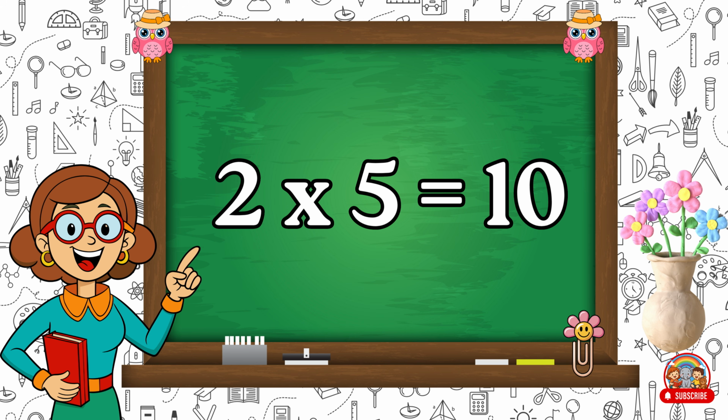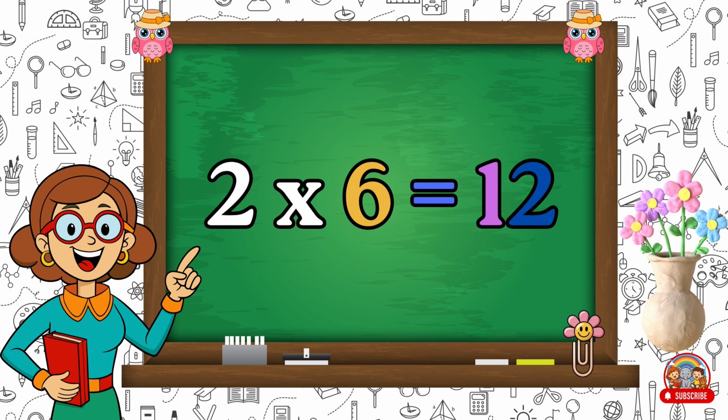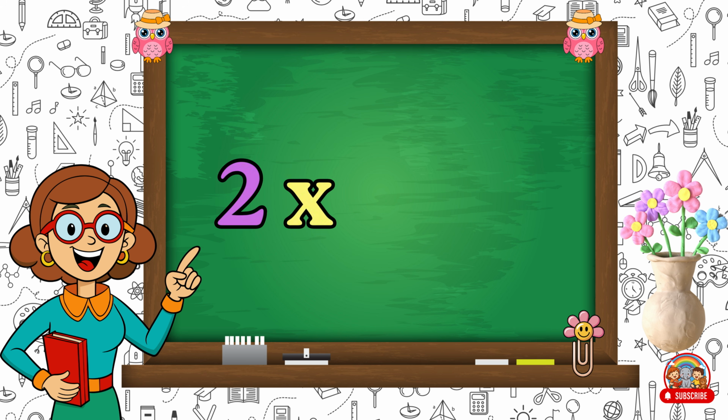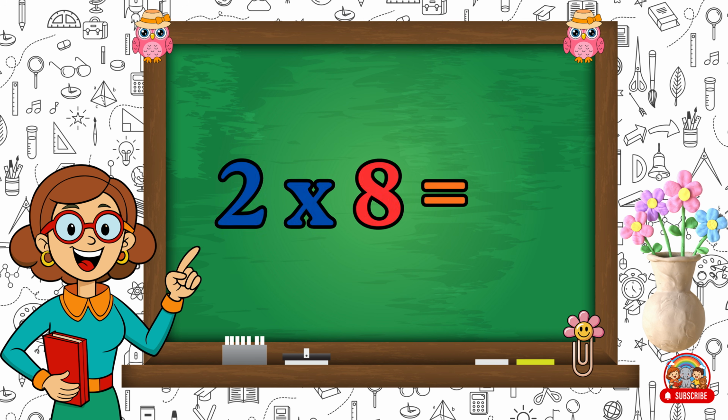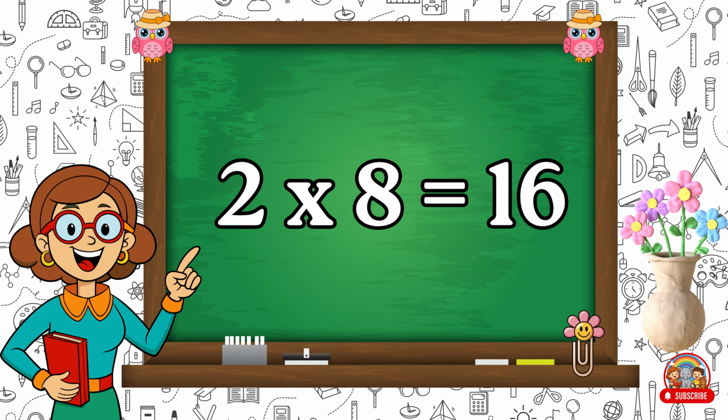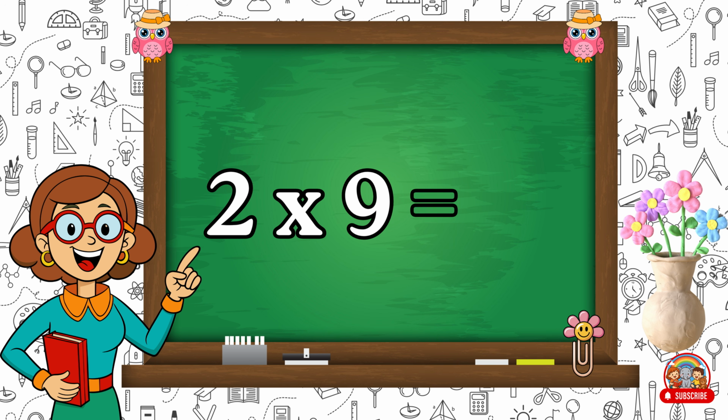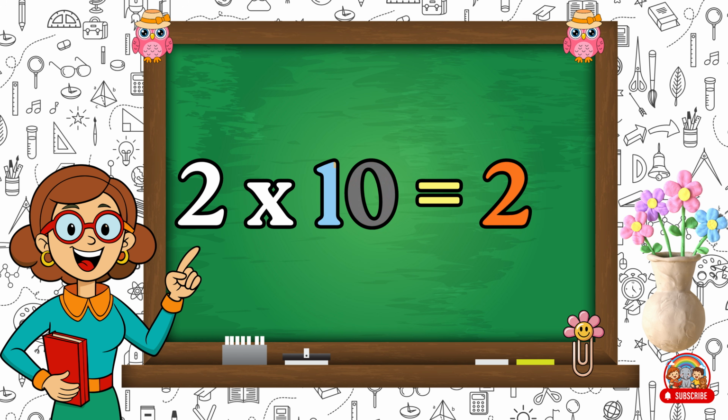Sing it loud and sing again. 2 sixes are 12. 2 sevens are 14. 2 eights are 16. 2 nines are 18. And last, 2 tens are 20.